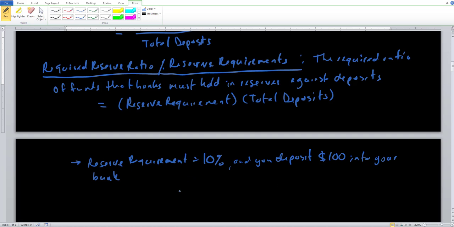So how much does Wells Fargo have to hold in required reserves based on these numbers right here? You just follow the formula that you have. It's going to be 10%, so 0.10, put into decimal form. You multiply it by the amount of the new deposit, which is $100. So that tells us that $10 must be held as required reserves.